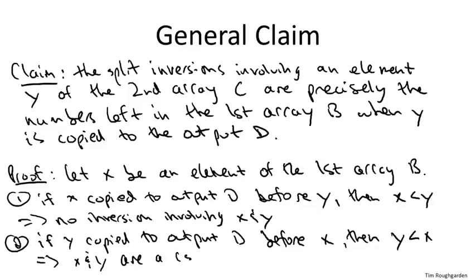So putting these two together, it says that the elements X of the array B that form split inversions with Y are precisely those that are going to get copied to the output array after Y.